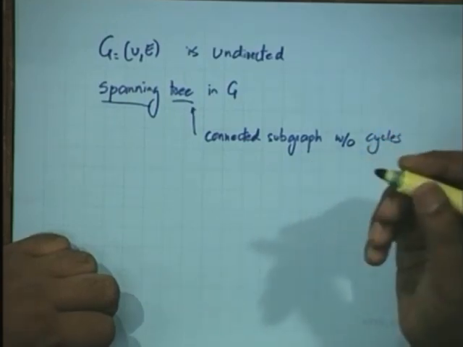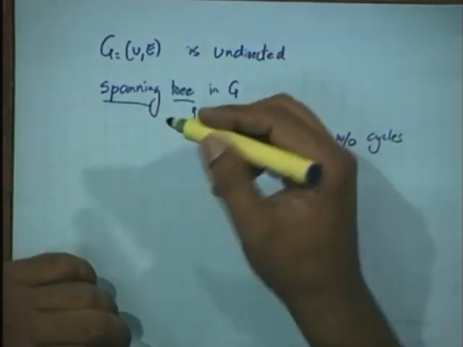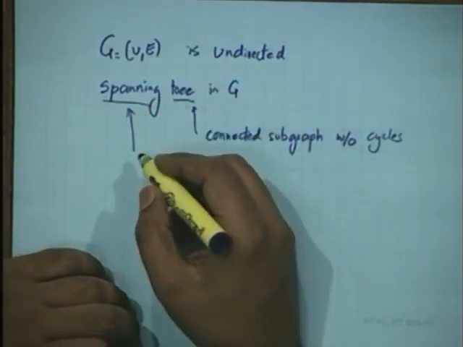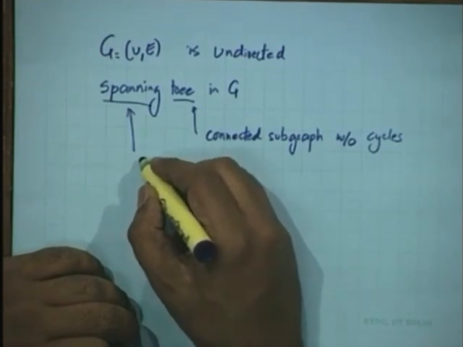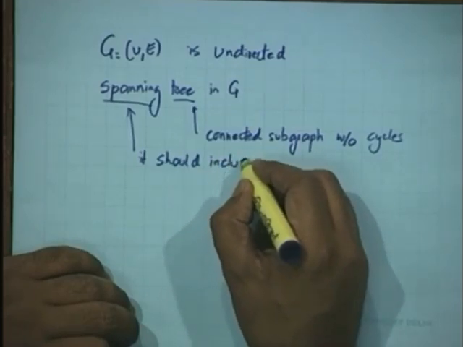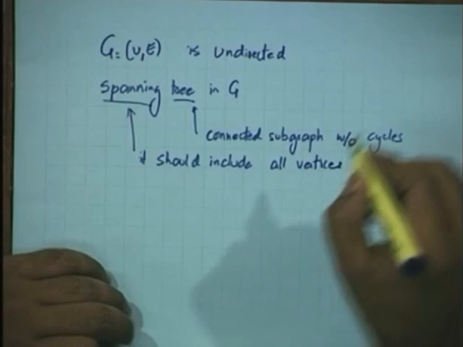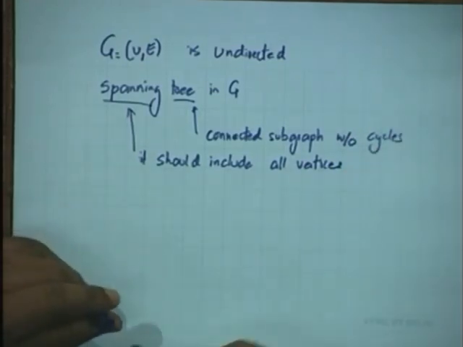And what does spanning mean? Spanning means that it should include all vertices. That would be a spanning tree in the graph, right.